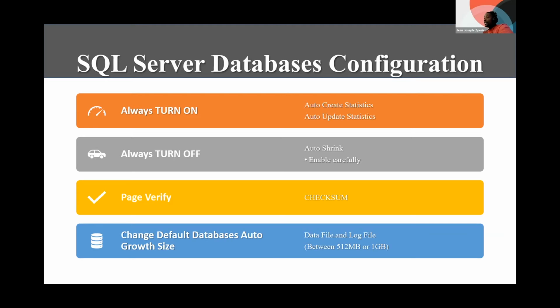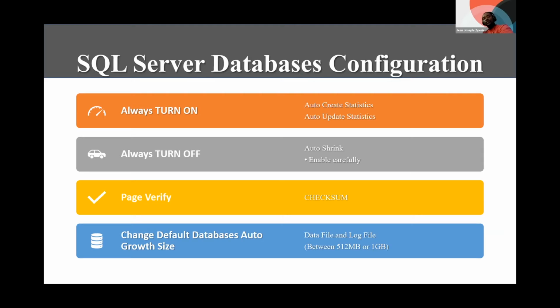Even Microsoft realized how important this is, and during installation, I think since 2016, Microsoft changed the 10%, I think, to 64 meg. I always configure my AutoGrowth between 512 megabytes or 1 gig, depending on the environment. So this was, for example, the server and database configuration.